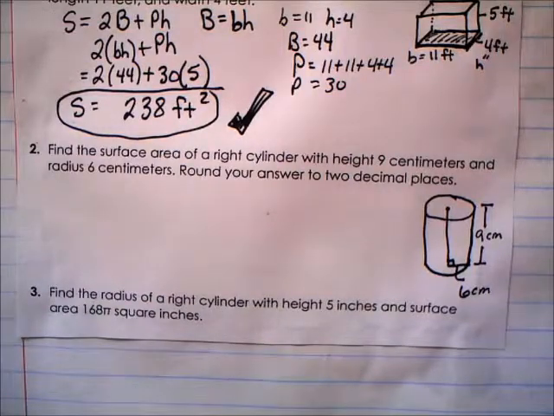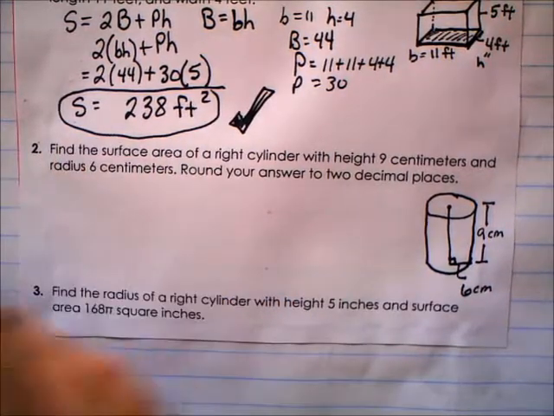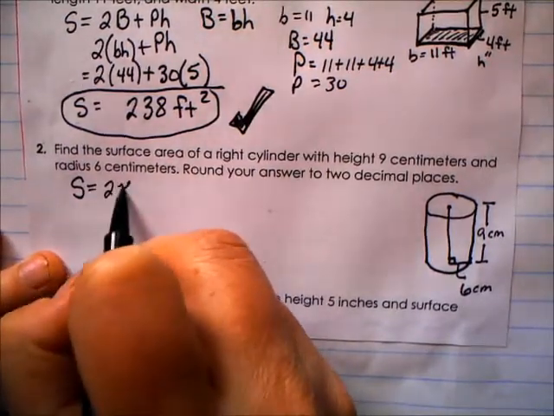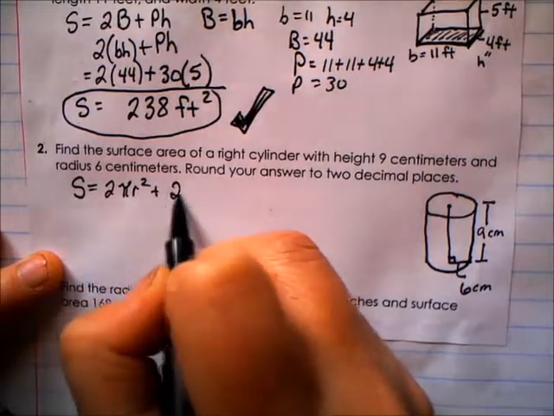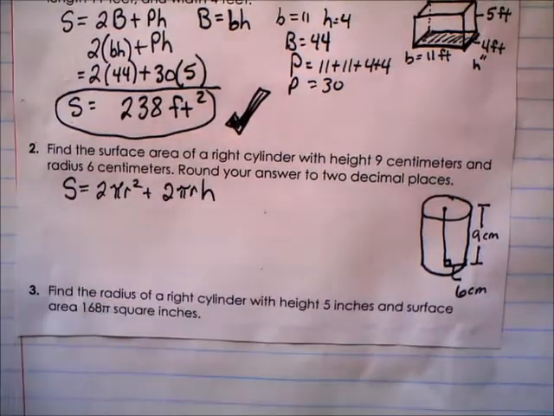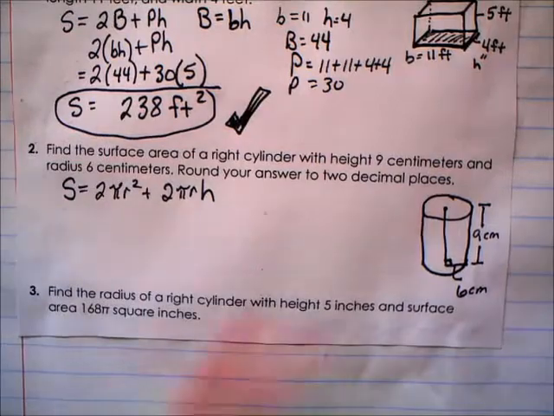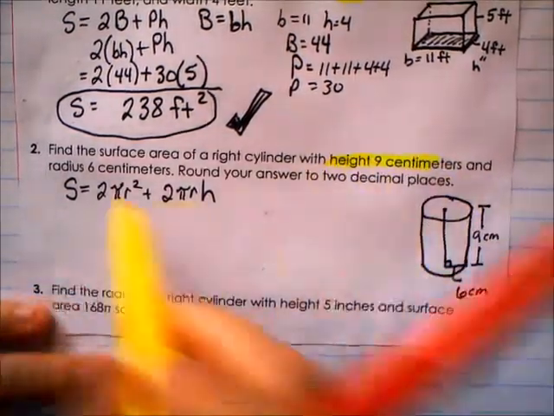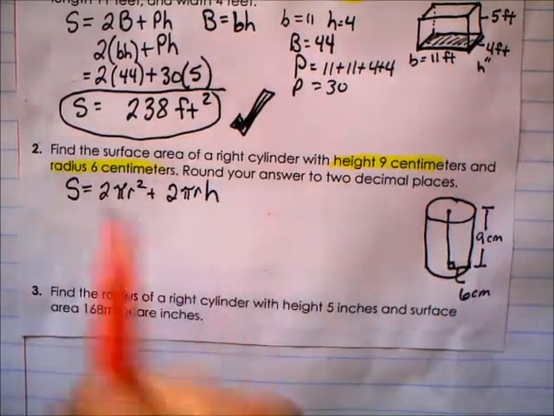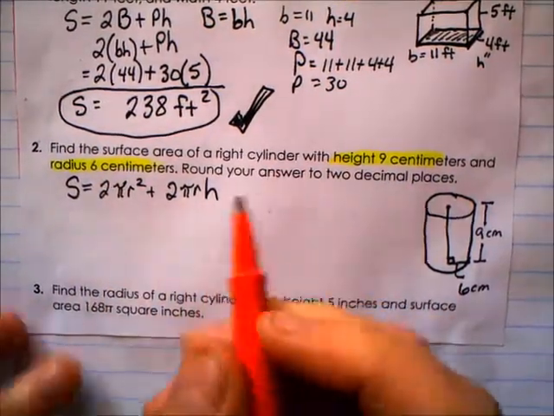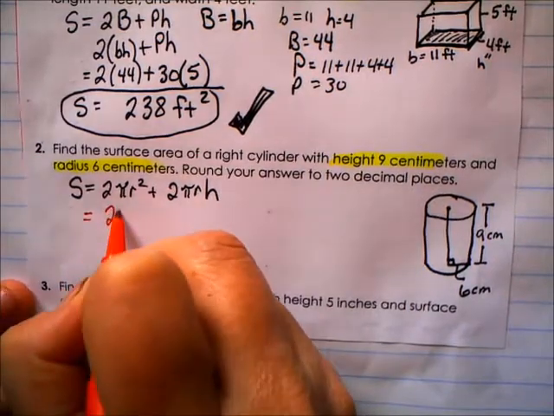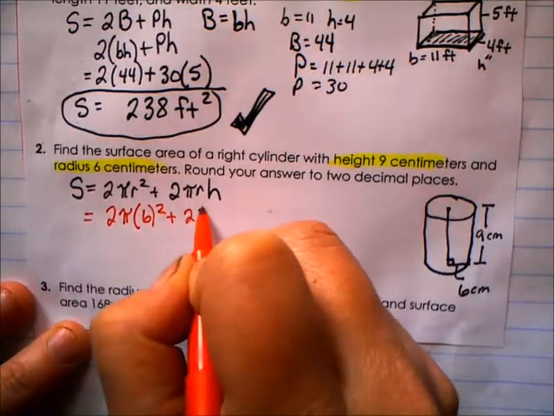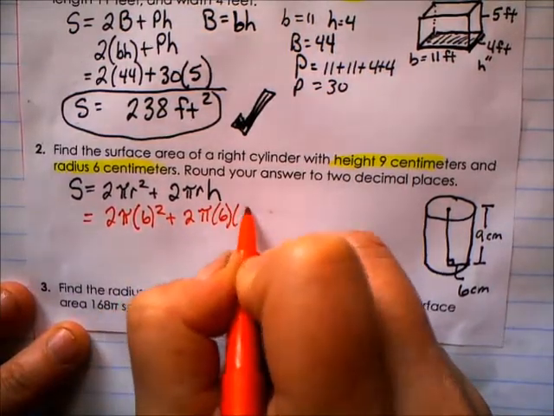Okay, on this one, this is a cylinder, so my formula that I'm using is 2 pi r squared plus 2 pi r h. If I look at my problem, it says the height is 9 and the radius is 6, so that fills in my r and my h. So I'm going to substitute it in. 2 pi times 6 squared plus 2 pi times 6 times 9.